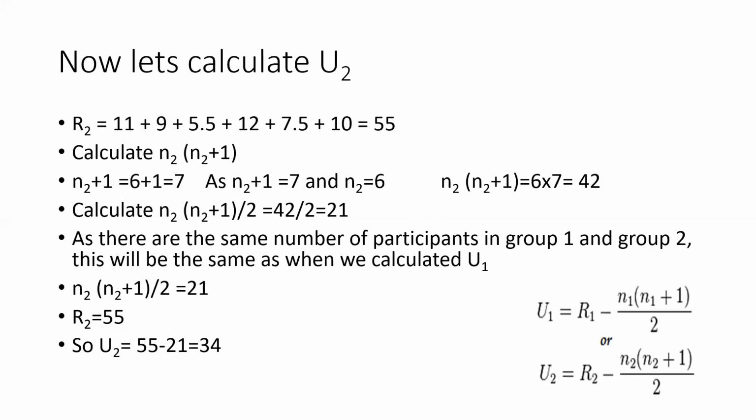As there are the same number of participants in group 1 and group 2, this will be the same as when we calculated U1. So the N2 times N2 plus 1 divided by 2 ends up being the same. So how do we calculate U2? Well, for U2 it's R2, which is 55, minus N2 times N2 plus 1 divided by 2, which is 21. That's going to be 55 minus 21, which equals 34.